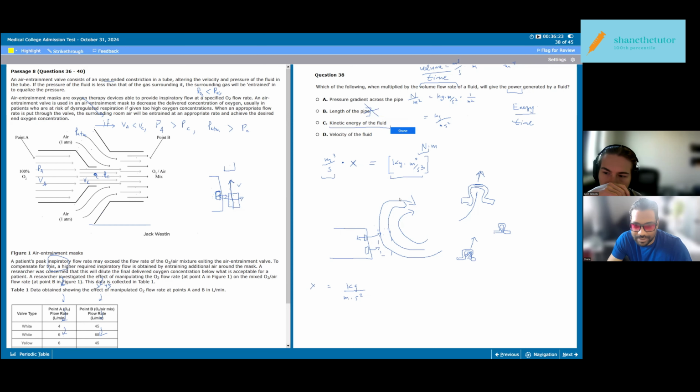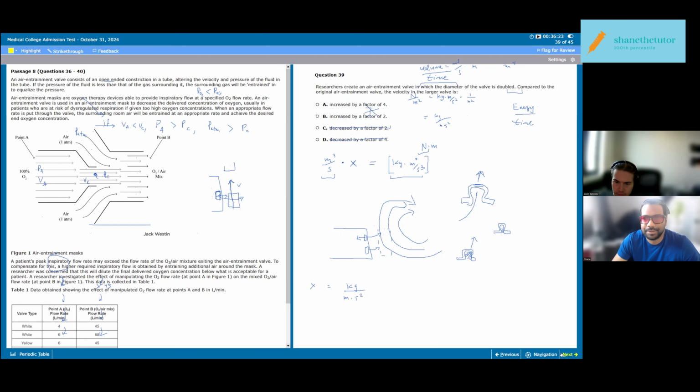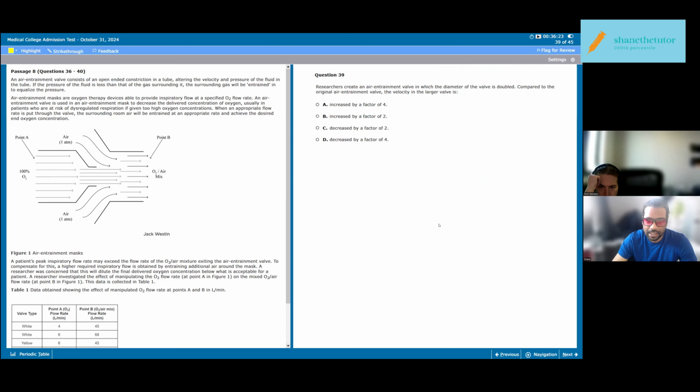Kinetic energy, volume over time times energy is not going to give you energy over time, right? And then velocity is also not going to give that to you. So that's how you do this type of problem. And you can see the units are what makes it so that you can answer it. These types of questions are common in physics.